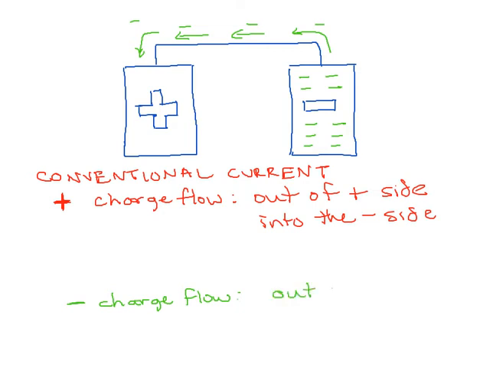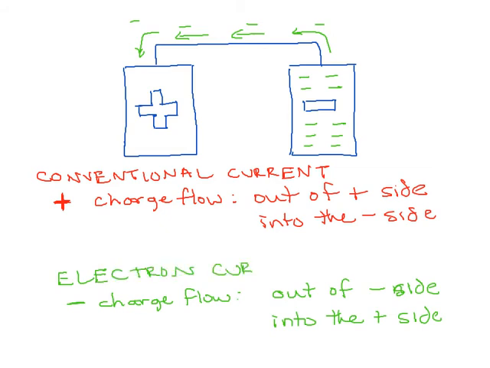And negative charges go out of the negative side and into the positive side. If you're doing this kind of flow, we generally call this electron current. Both can work, and you actually should be able to work with either one of these, because we can give you problems where we say, like, draw an arrow on this circuit to indicate the direction of the electron flow.